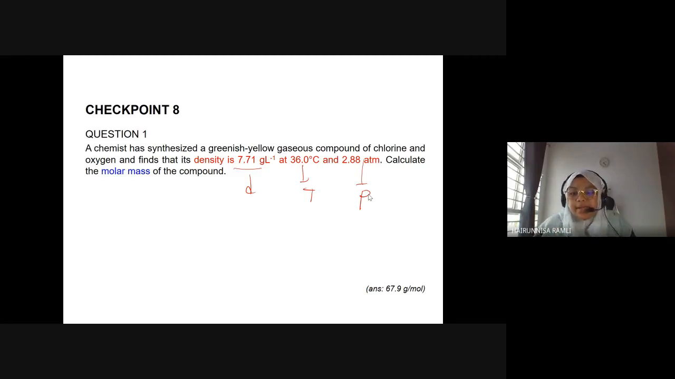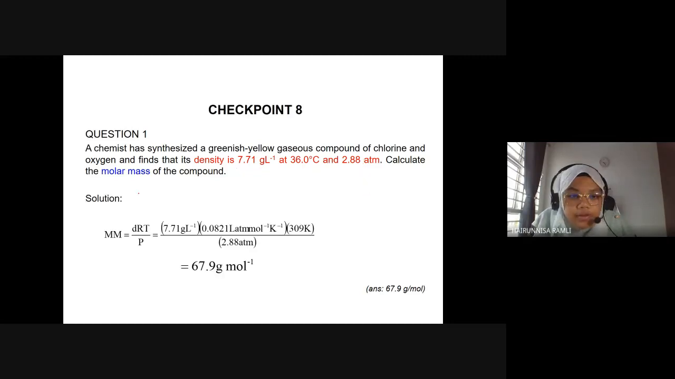Okay, done? So, if you got this, okay. If you straight away use the formula, molar mass equals to DRT over P. So you put in the density, the R value, the T and also the pressure. You straight away get the molar mass.